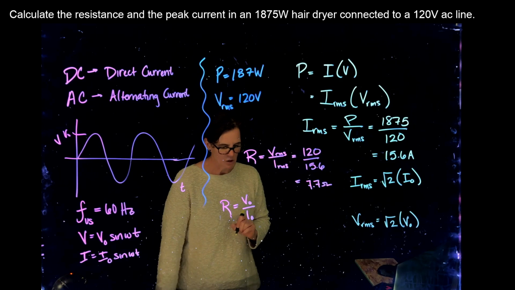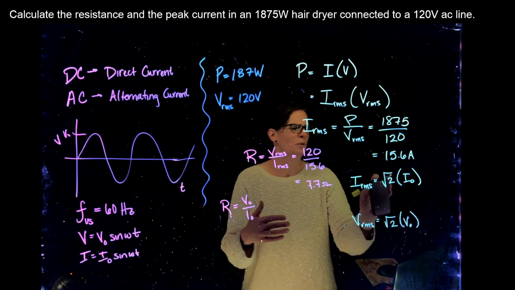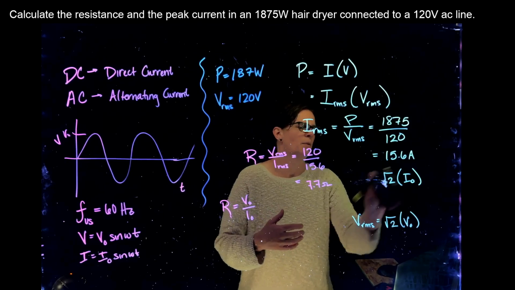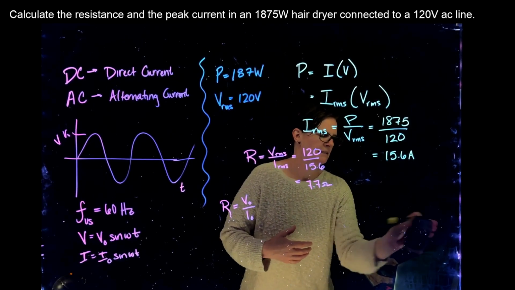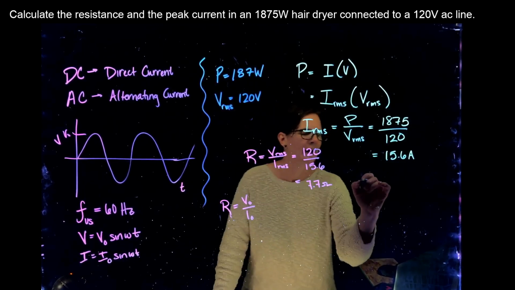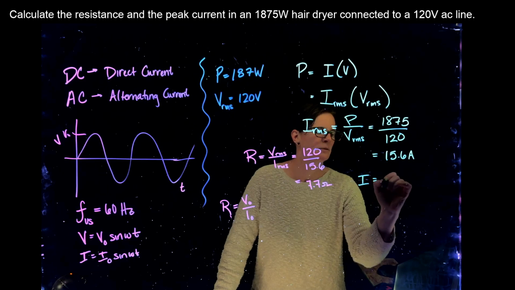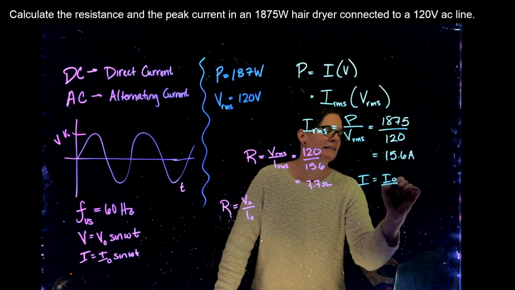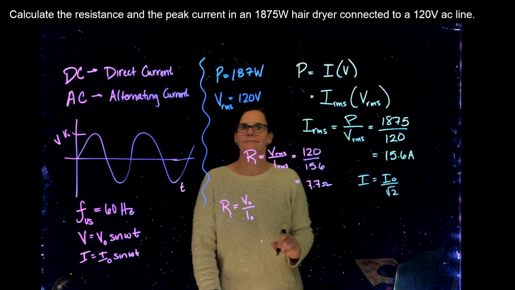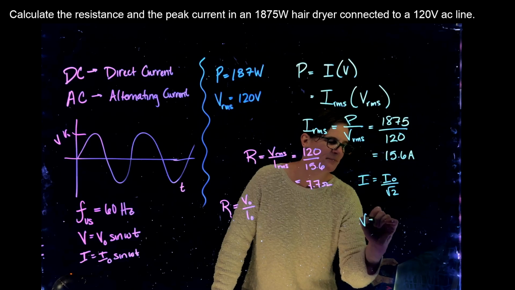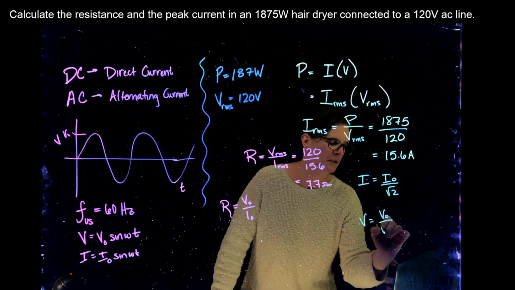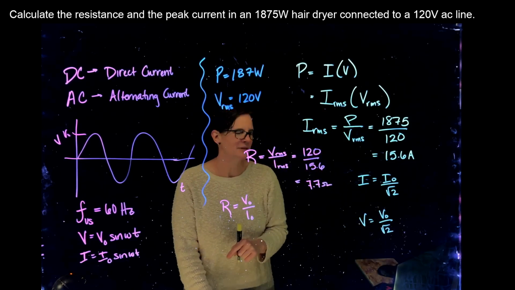All right, so, no. What am I doing? Oh, whoa. I am so sorry. That isn't what I mean. I is equal to I naught divided by the square root of 2. I did this totally backwards. I need to solve the other way. And V is equal to V naught over the square root of 2. We just did that. We just talked about that.